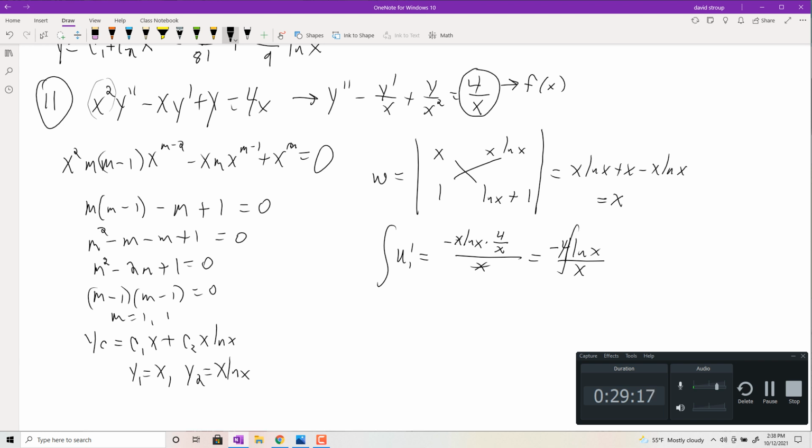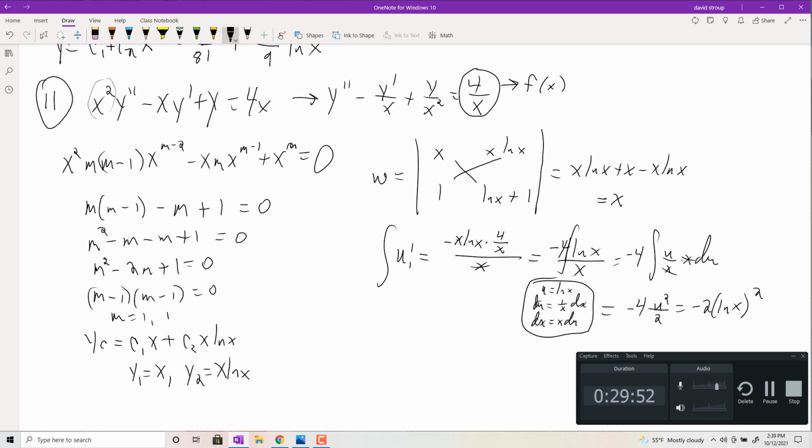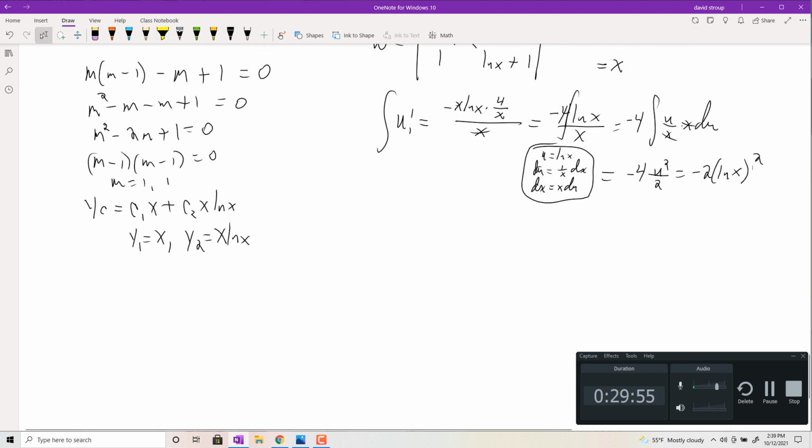Okay, I need to integrate both sides of this thing then. I can do a u sub, I think, on the ln of x over x. So u equals ln x, and then du is 1 over x dx, and so dx is x du. So this will equal negative 4 integral of u all over x times x du. The x's cancel, and you just have the integral of u, so negative 4 u squared all over 2, which will be negative 2 ln x squared.